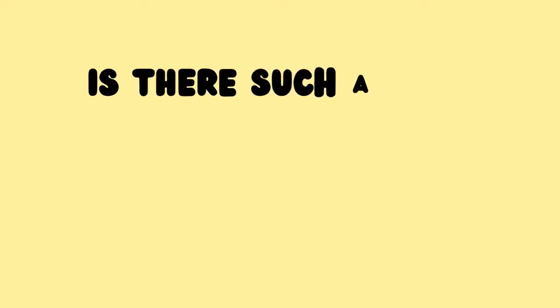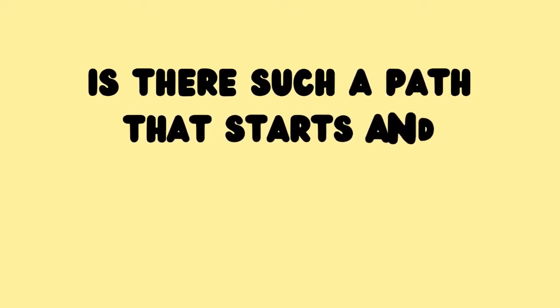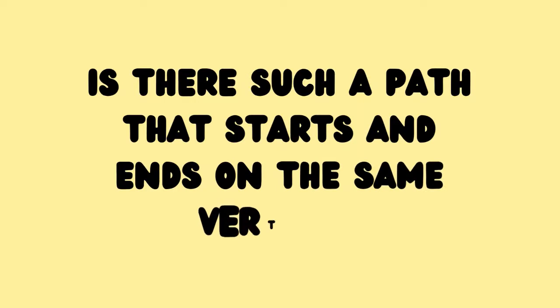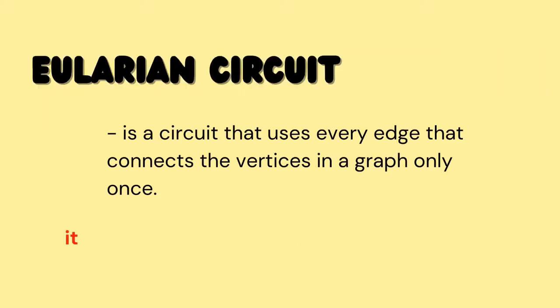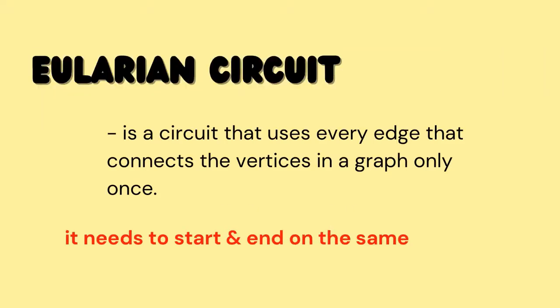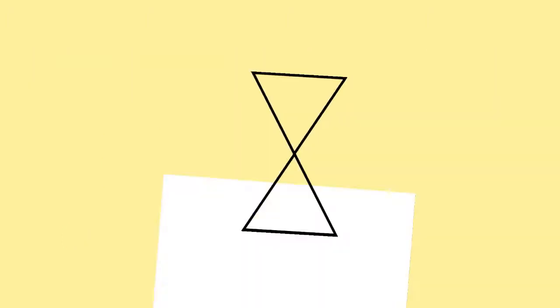Now, is there such a path that can start and end on the same vertex? Yes, there is, but this is called a Eulerian circuit. Just like the Eulerian path, it has a restriction of using an edge only once, but since it is a circuit, it must start and end on the same vertex. Take a look at the next example.